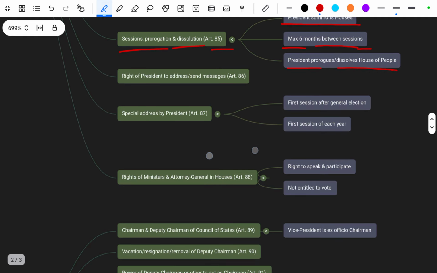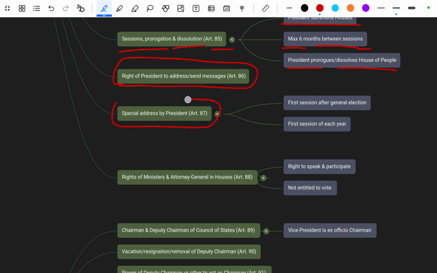Okay. So next is the right of the president to address and send messages, that is under Article 86. Special address by the president under Article 87. It is at the first session after the general election and the first session of each year.